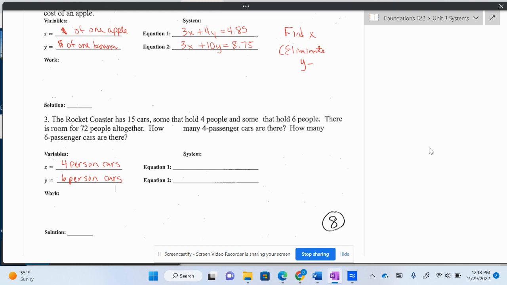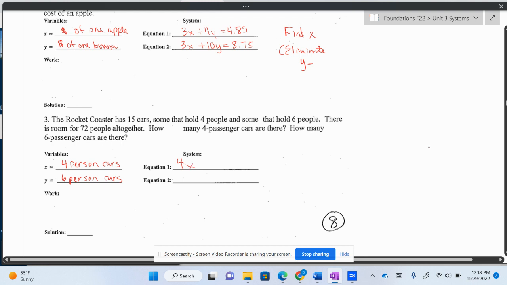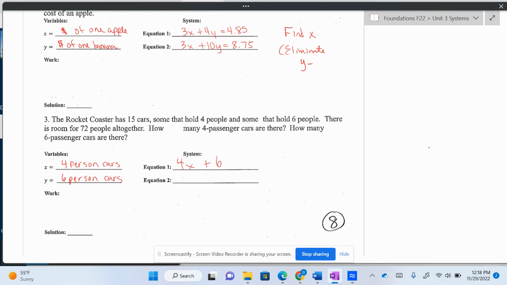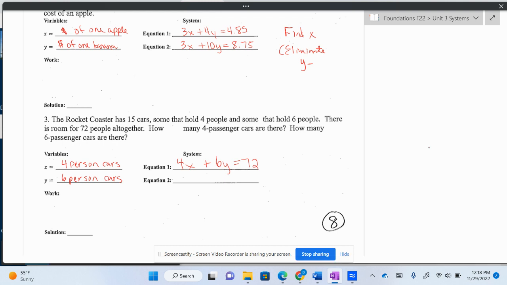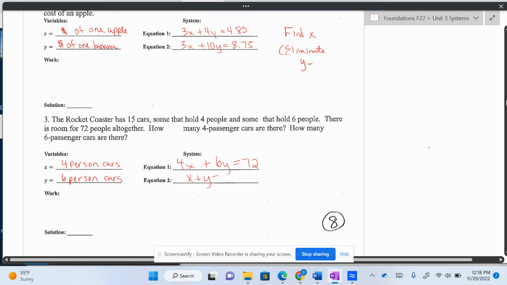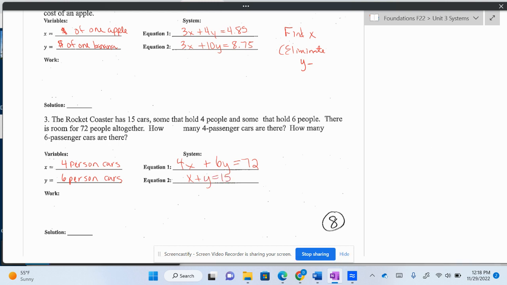Okay, how many people go in X? 4, so 4X. How many people can fit in Y? And how many total people go on the train or whatever? 72. Okay. How many cars are there? 15. That means X plus Y has to equal 15. Those are your two equations. Got them both? Okay. Are we good? Double writing? Yeah, I'll give you a second.